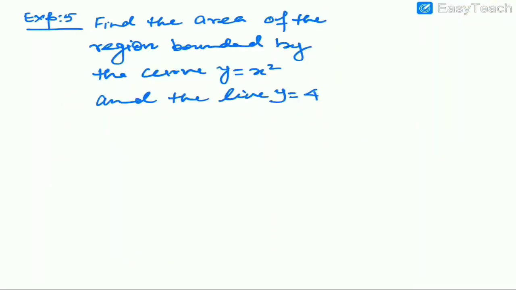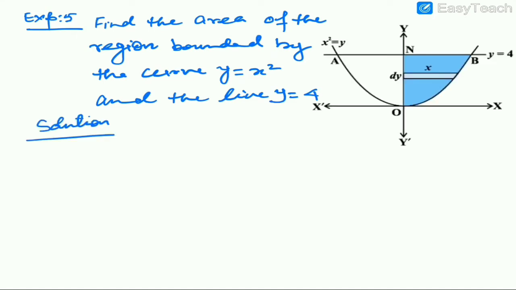In example 5, we have to find the area of the region bounded by the curve y equal to x square and the line y equal to 4. Since the given curve x square equal to y is the equation of a parabola symmetric about the y axis only, the required area of this region AOBA is 2 times the area of OBNO. Therefore the required area A is equal to 2 times the area of the region OBNO.